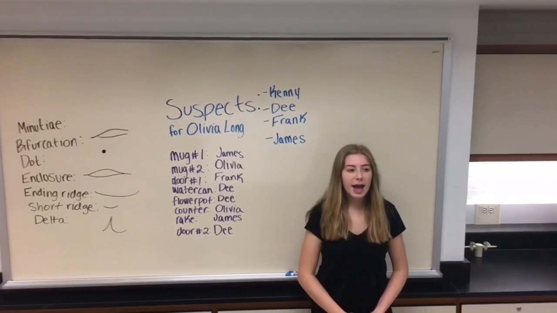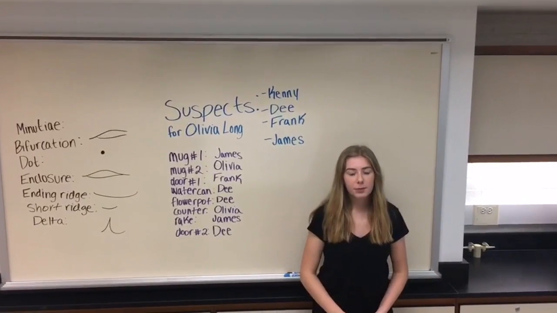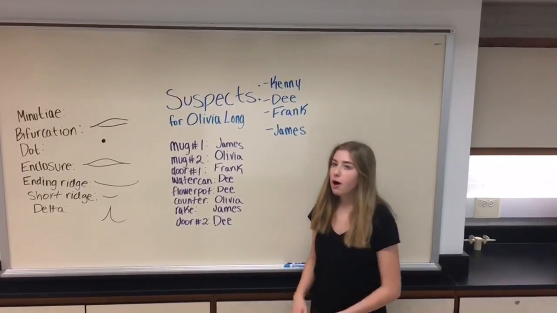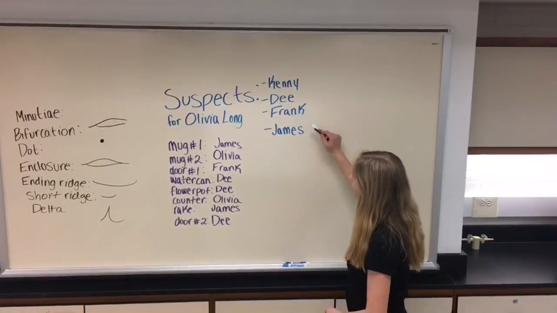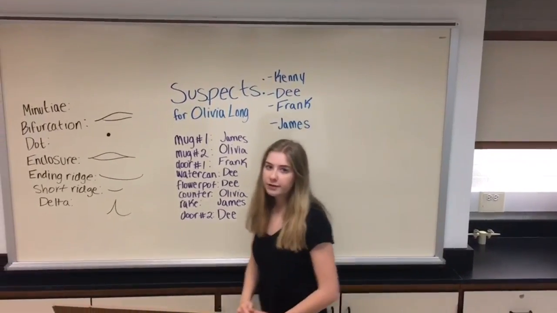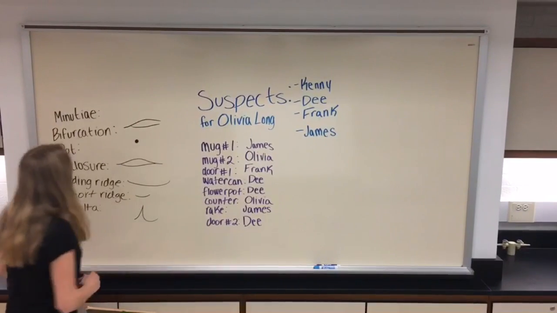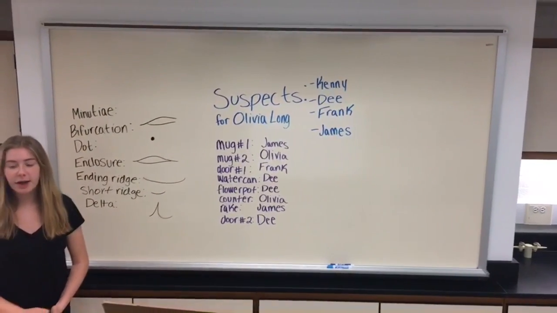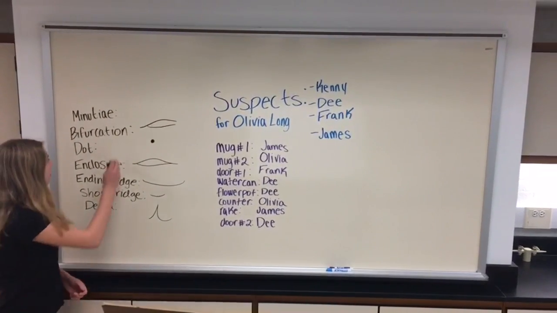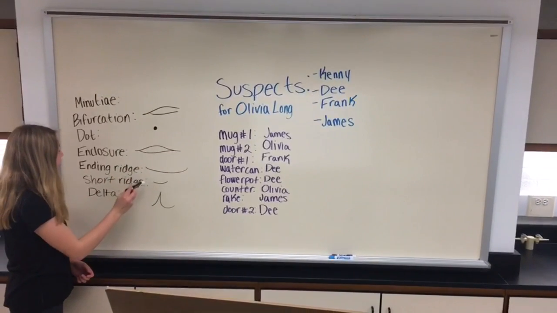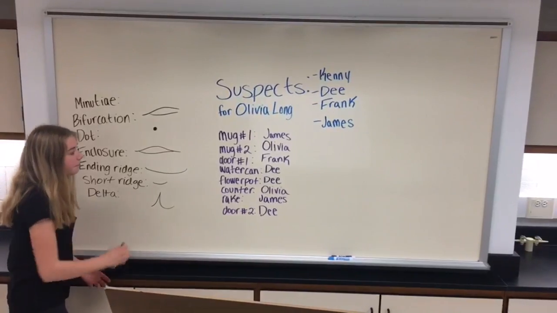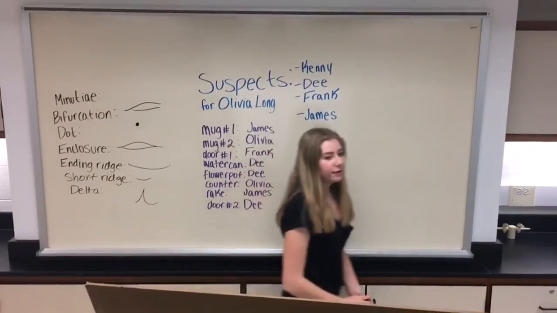Hi, I'm Lindsay, and I'm here to talk about the fingerprint analysis for the case of Olivia Long. So we have our suspects, Kenny, Dee, Frank, and James. Now, before we get into the fingerprint analysis, I'd like to talk about the minutiae, which help us identify some parts of the finger. We have a bifurcation, a dot, an enclosure, an ending ridge, a short ridge, and a delta. Now for the fingerprint analysis.